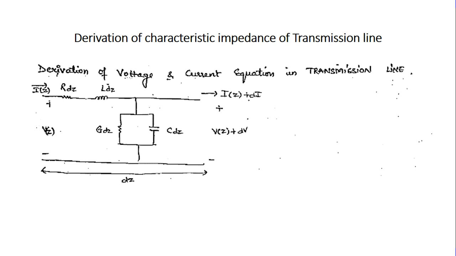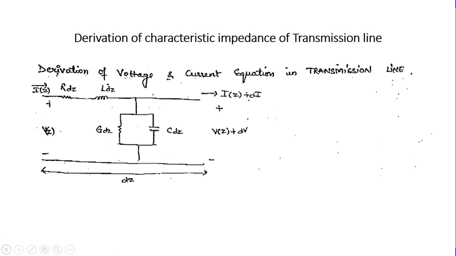If we want maximum power transfer, the input impedance must be exactly equal to the output impedance. In such a case, for the infinite length transmission line, the impedance measured at the input of the transmission line is known as the characteristic impedance of the transmission line. So let us consider the equivalent circuit of the transmission line as seen earlier.